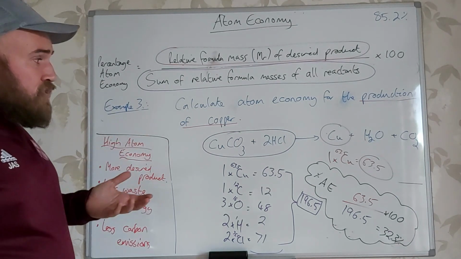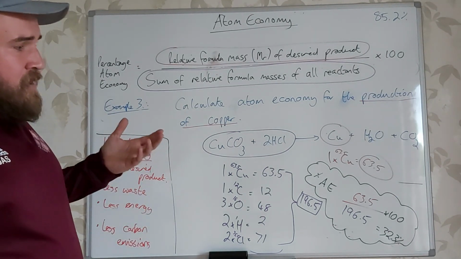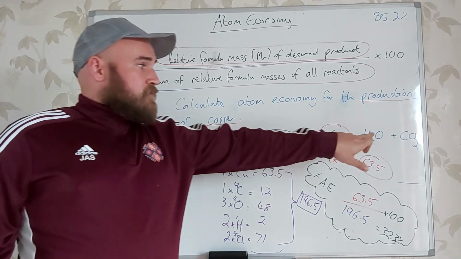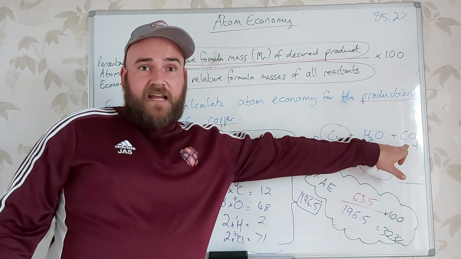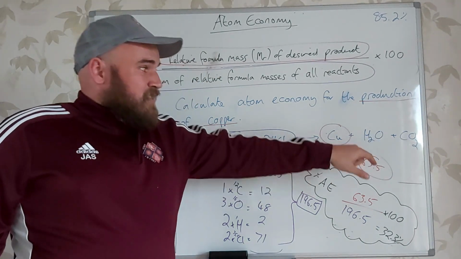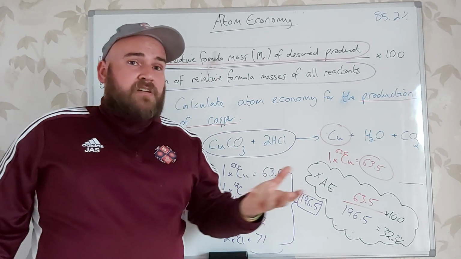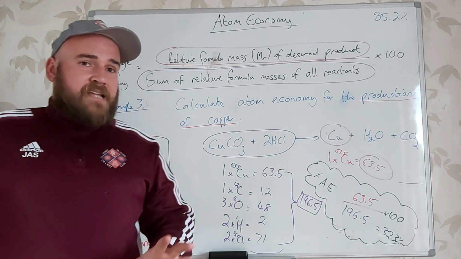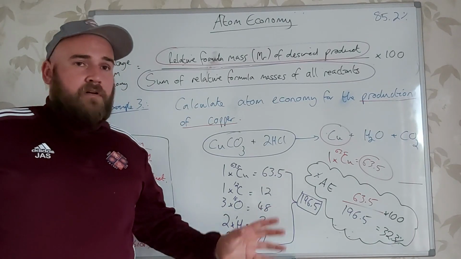How can you actually improve the atom economy? Well, rather than just selling the copper here, if we can somehow find a use for the water and the carbon dioxide, so we sell that and we sell that, all of a sudden, these products become desirable, so you end up with 100% atom economy. All right. I'm going to show you one more example. So pause the video, I'll clear the board, and then we'll have a look at it.